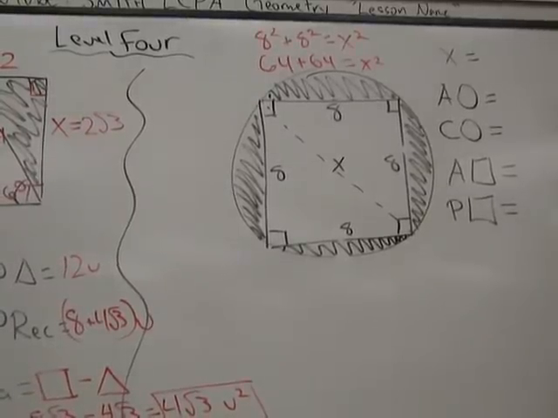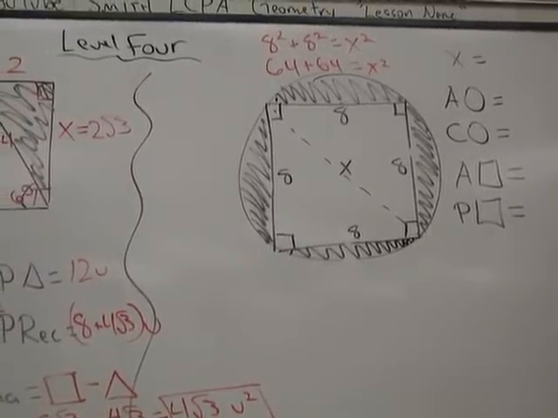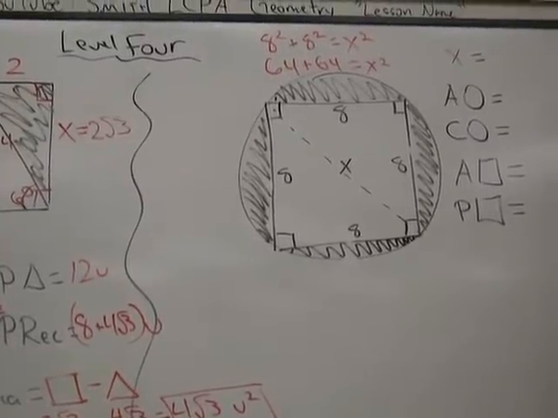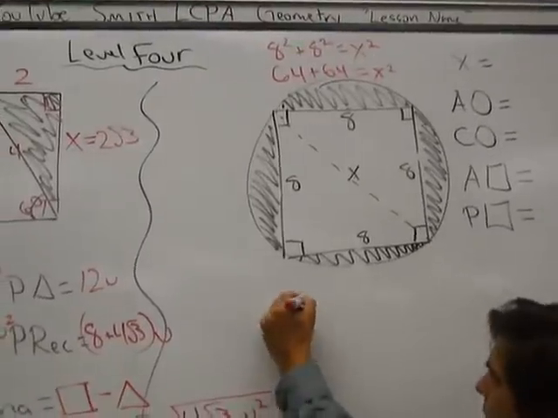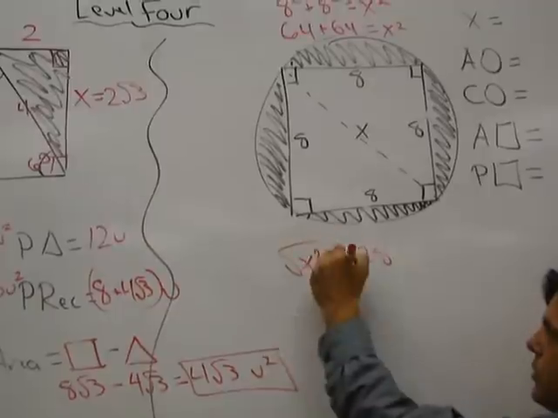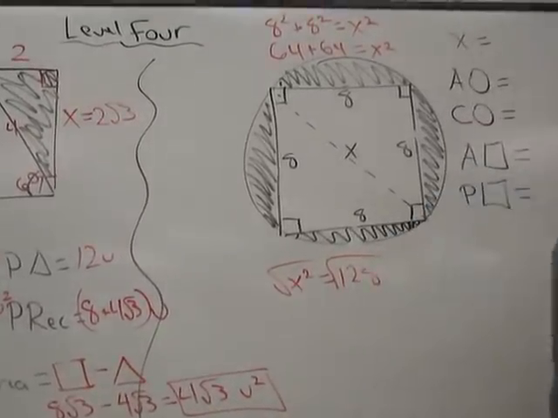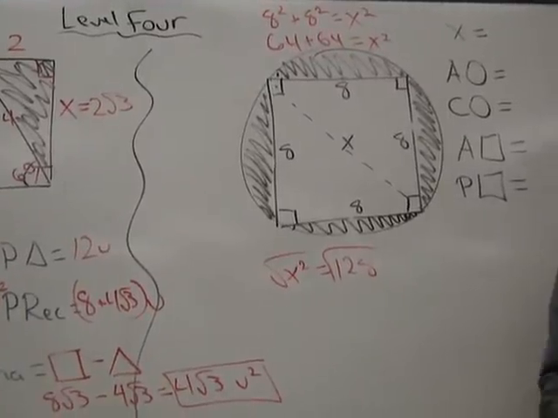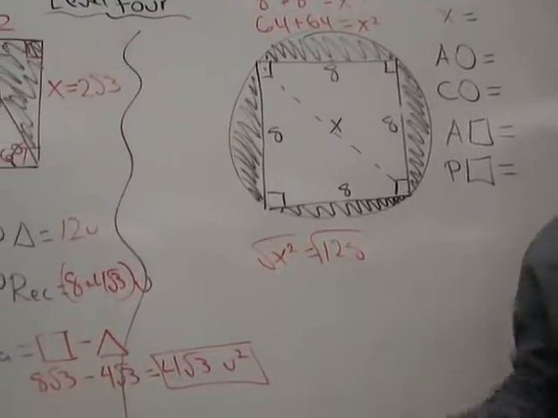What's 64 plus 64? 128. Okay, so X squared equals 128. We tried to do the square root. We're like crossing our fingers. Please be there, please be there. Nope. Rats. Not there. Okay, and I knew it wouldn't be.